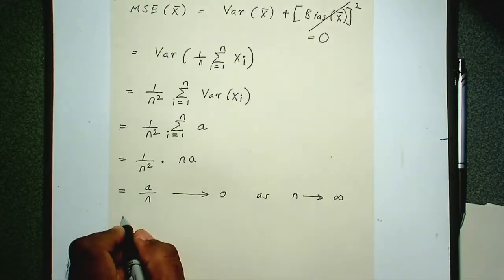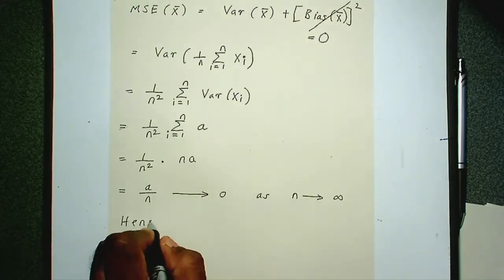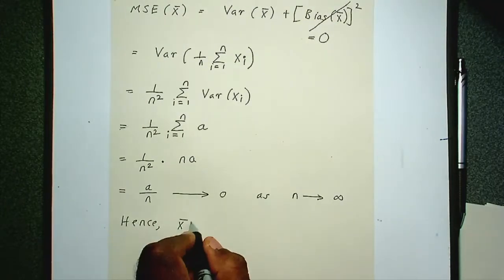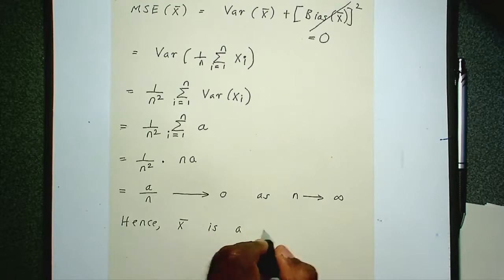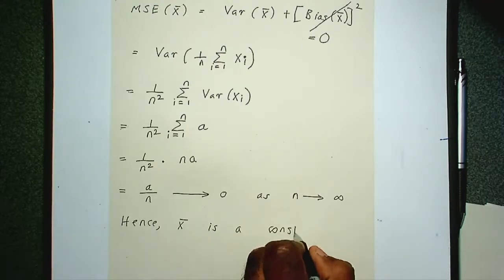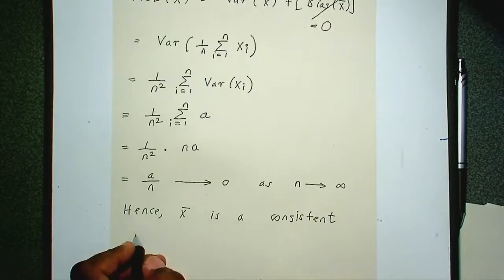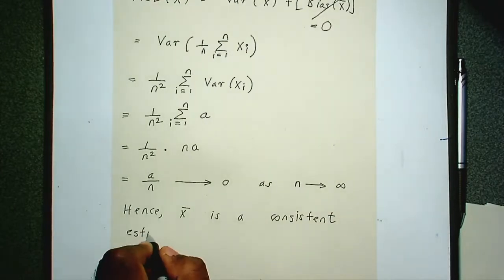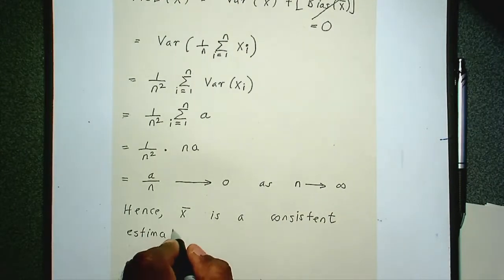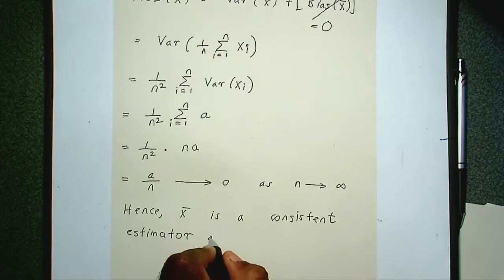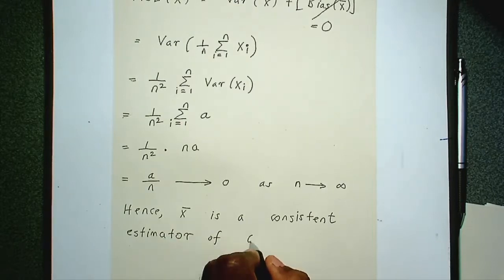So hence, x bar is a consistent estimator of A. Right? So this example is really easy. Are you okay with this, guys?